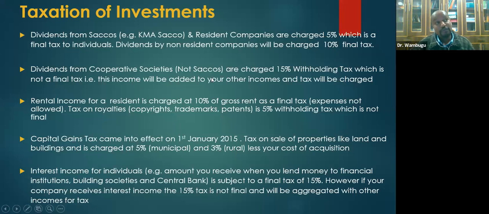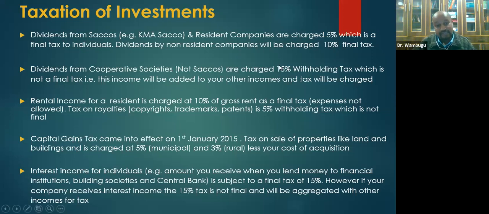Now, dividends from cooperative societies, now these are not SACCOs. So, for example, if you do agricultural income and maybe you're a member of, say, Kenya Farmers, okay? Those are cooperative societies. The dividend that you earn there is charged at 15%, which is a withholding tax, and is not a final tax. So the money that you get, you will aggregate it to the other incomes, employment, business, and that's when you'll charge tax.